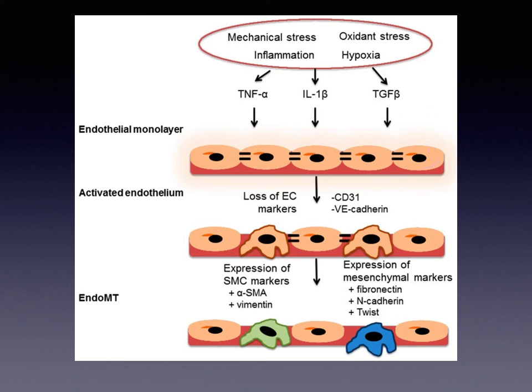It's where endothelial cells show phenotypic plasticity and acquire properties of myofibroblasts or mesenchymal cells. This process is associated with loss of tight gap junctions, dissociation from the basement membrane, and migration into the medial layer. During this process, the cells lose their typical endothelial markers such as CD31 and vascular endothelial cadherin and start to express alpha smooth muscle actin and vimentin.